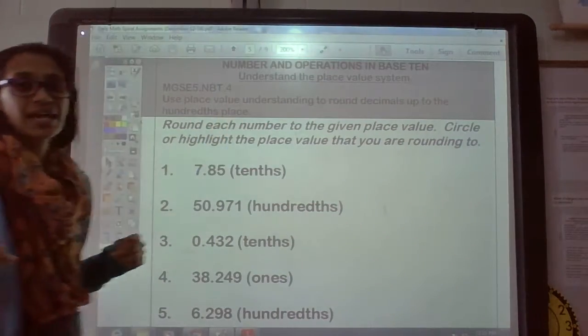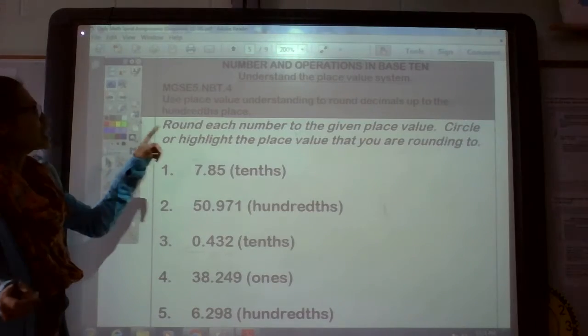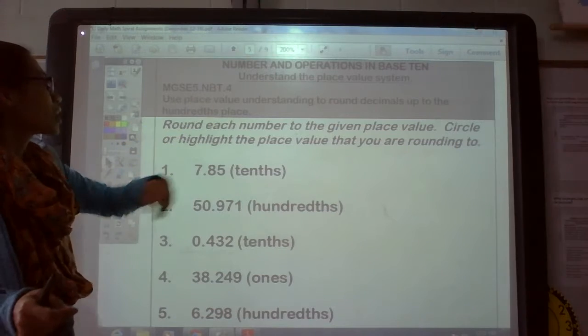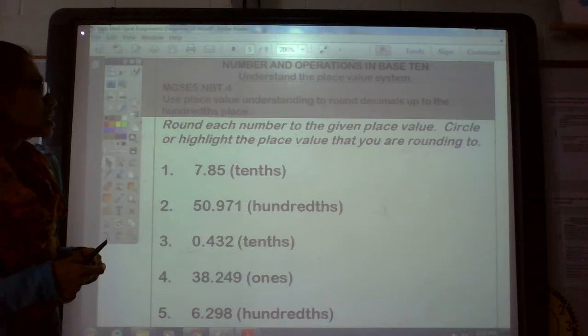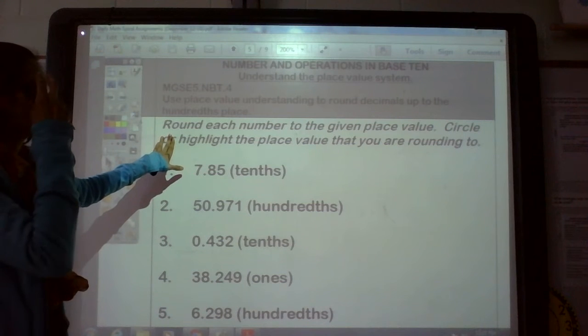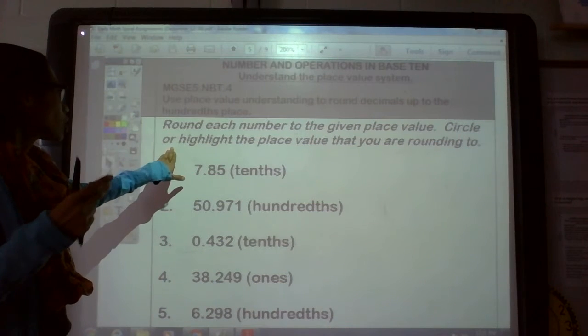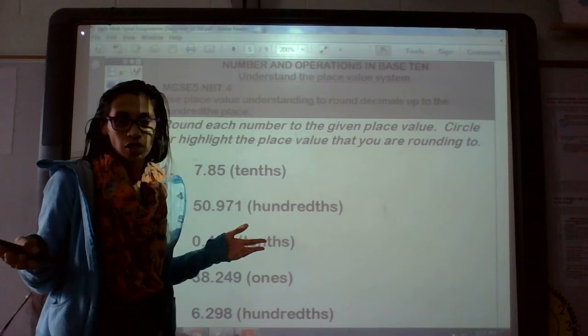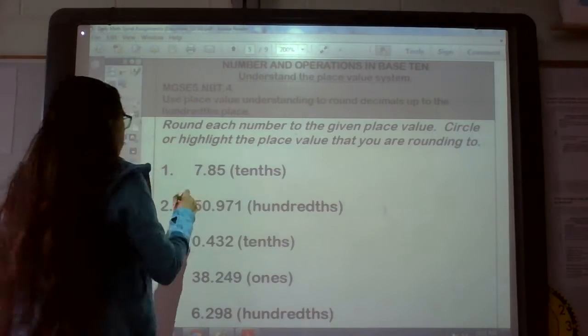Read it with me. It says, number and operations in base 10. Understand the place value system. Use place value understanding to round decimals up to the hundredths place. We are going to round each number to the given place value. Circle or highlight the place value that you are rounding to. All right, you ready? Let's begin.